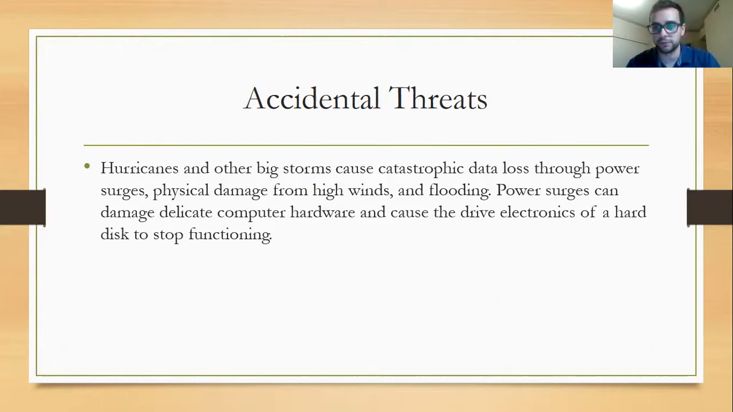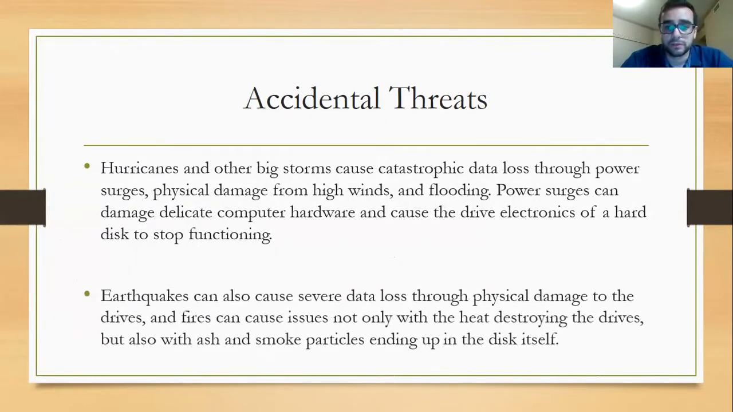If you put any computer chip or anything like that, you expose it to water, you expose it to anything that can be found in a storm, really, it will damage the computer disk, of course. But the only difference is obviously we can't stop or avoid any natural disasters. Earthquakes can also cause severe data loss through physical damage to the drives, and fires can cause issues not only with the heat destroying the drives, but also with ash and smoke particles ending up in the disk itself.